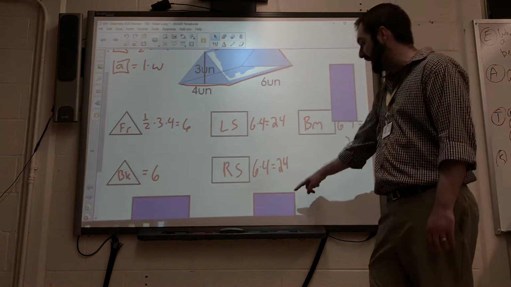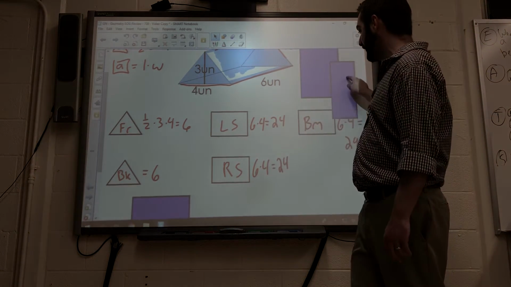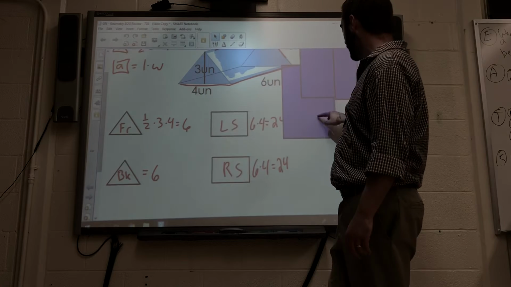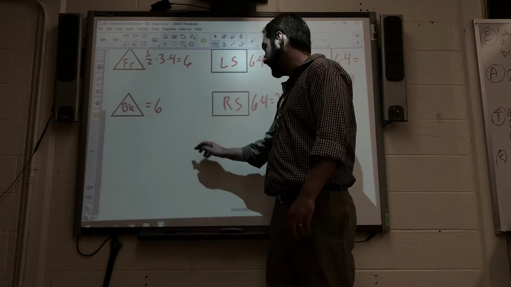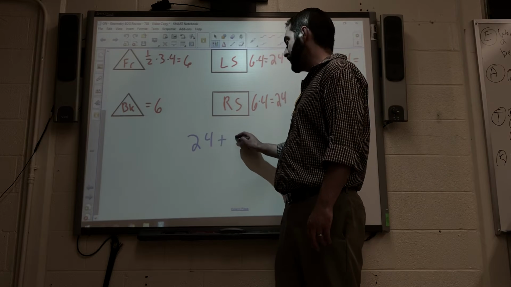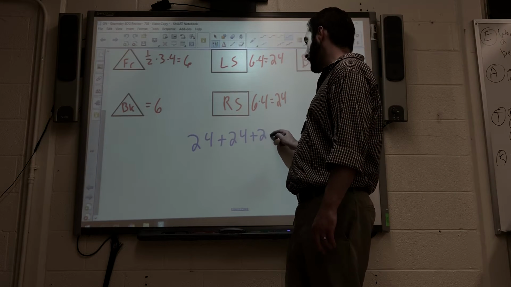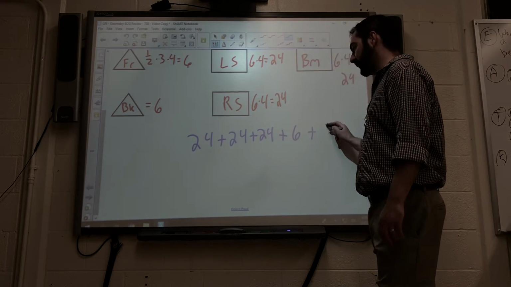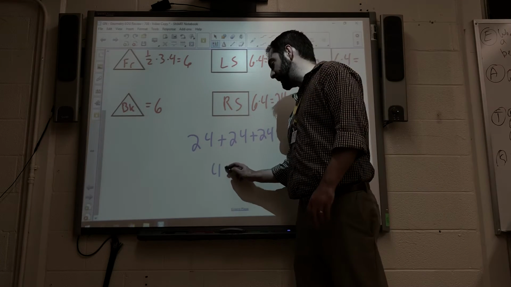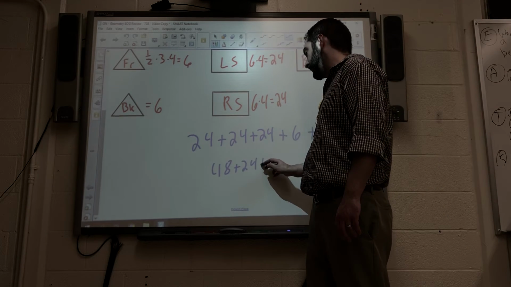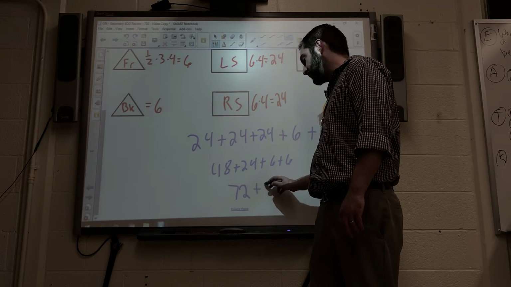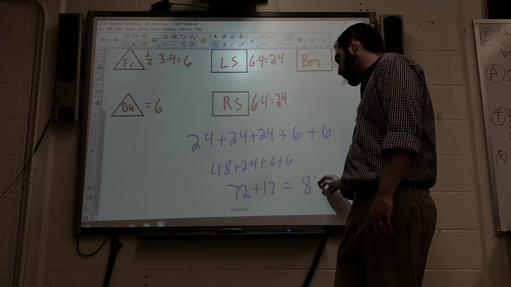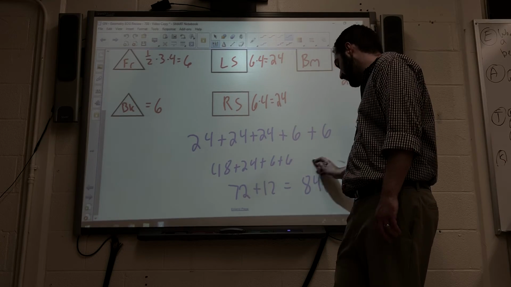And then at the end, last step, once I have all my dimensions, I'm going to do 24 plus 24 plus 24 plus 6 plus 6. So again, I have 24 plus 24 plus 24 plus 6 plus 6. Here we have 48 plus 24 plus 6 plus 6. We have 72 plus 12. We have 84 units squared.